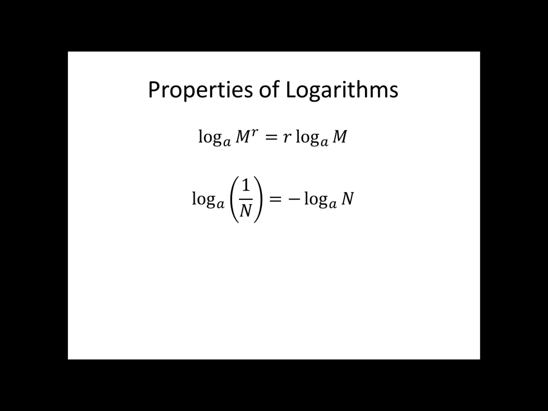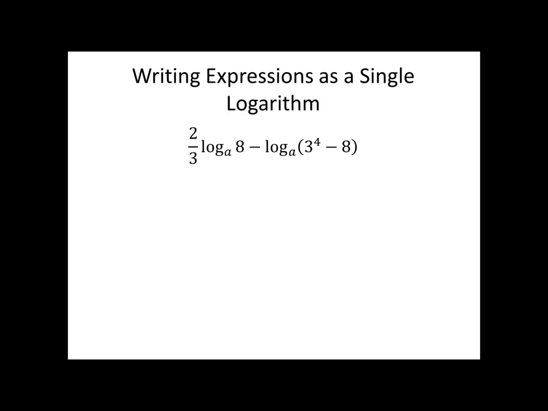So that negative power can come out in front. Okay, so here we see basically an example, but what we want to do is put some of these rules, some of these properties that we just saw together and write this as a single logarithm. So we're starting out with an expression, things multiplied, things added or subtracted. We want to write it as a single logarithm. So it's going to be log base A of just one thing. So we have to figure that out. So we're going to apply these properties that we just looked at.